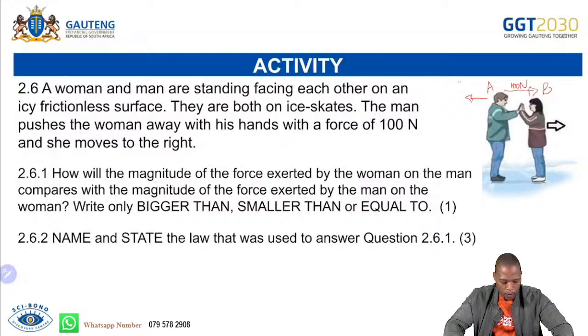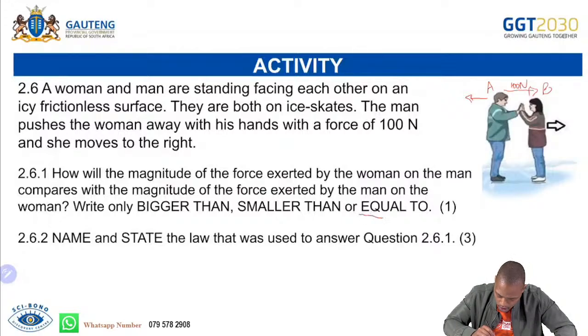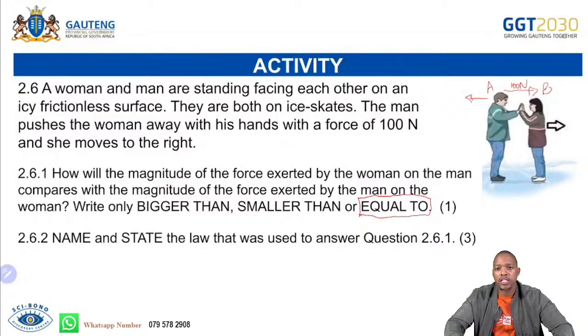Okay, right. So 2.6.1 asks us, how will the magnitude of the force exerted by the woman on the man compare with the magnitude of the force exerted by the man on the woman? How do they compare? Bigger than, smaller than, or equal to? I hope everyone with me is saying the answer is equal to. The magnitude of the force exerted by the man on the woman is equal to the magnitude of the force exerted by the woman on the man.